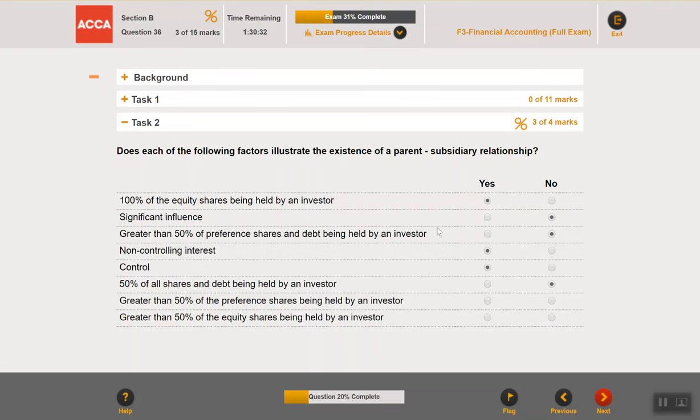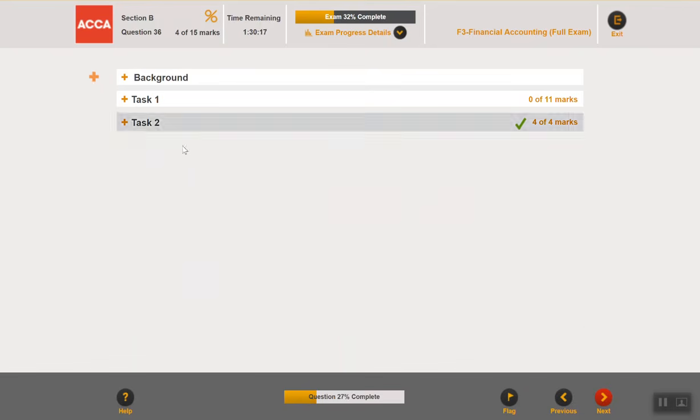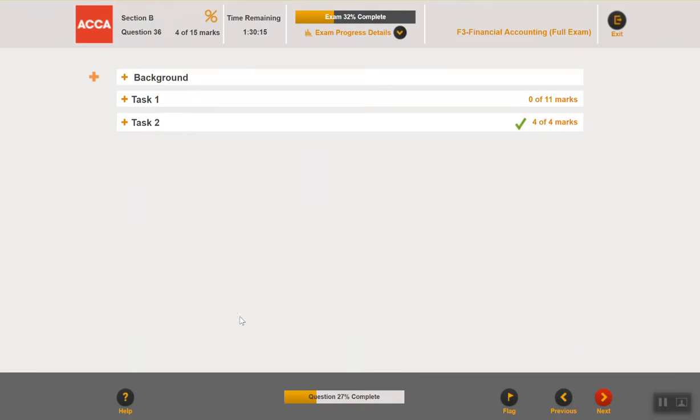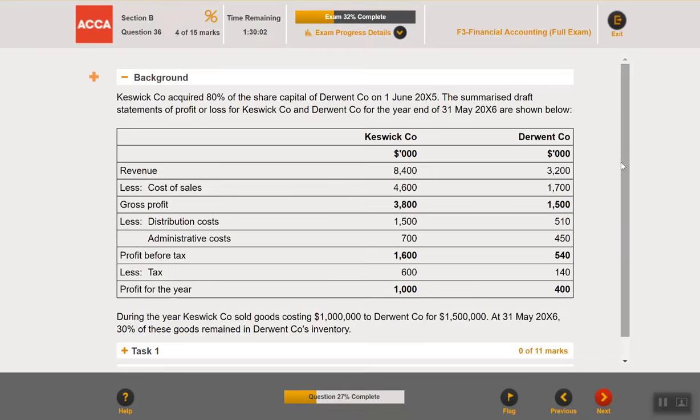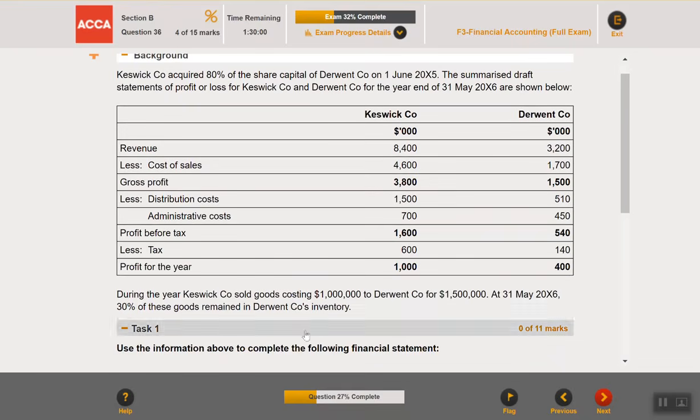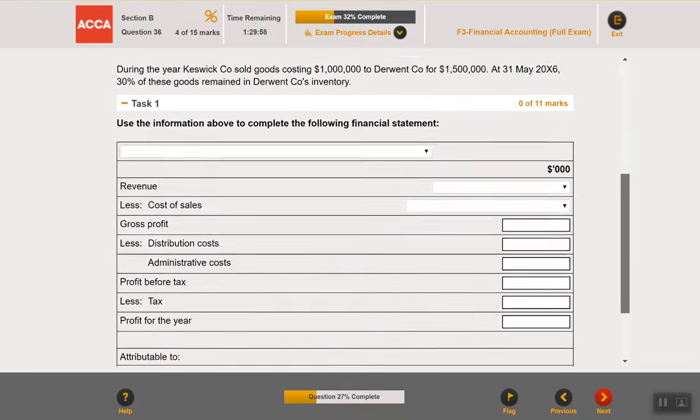This is the same as option C, so yes, it's also not true. Greater than 50% of equity shares held by investor, yes. So we have answered this question without even looking at the background information. It means we have attempted 27% of this question. Now let's look at the background information, because task 1 relates to this background information.